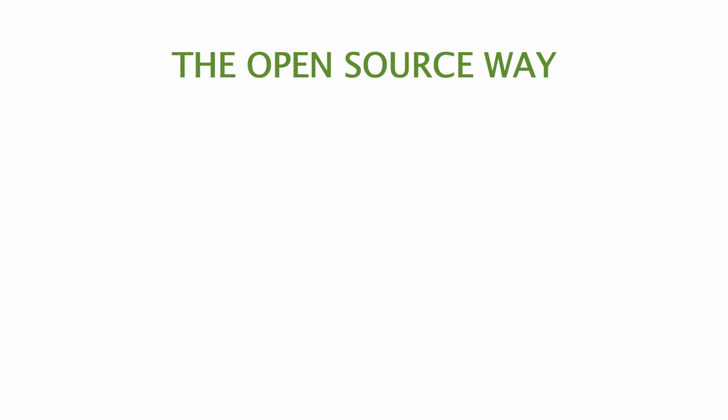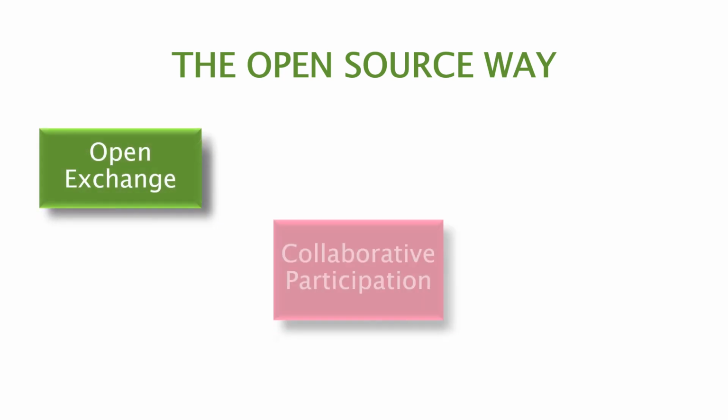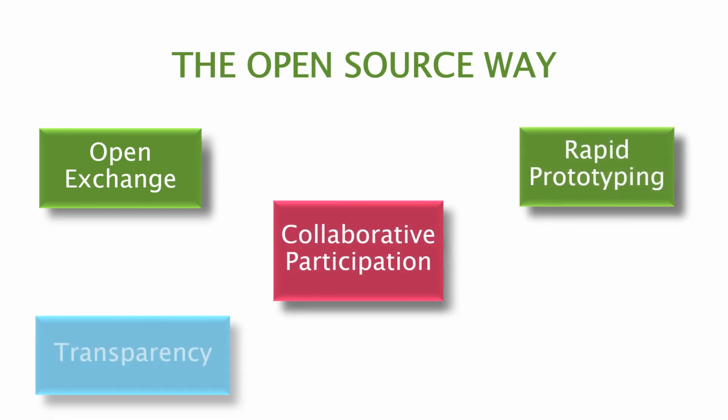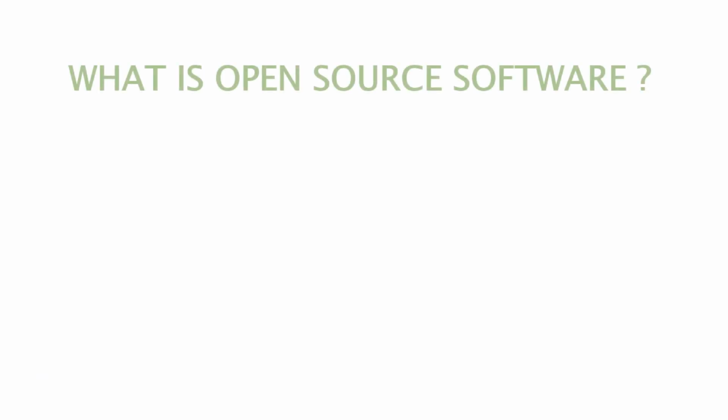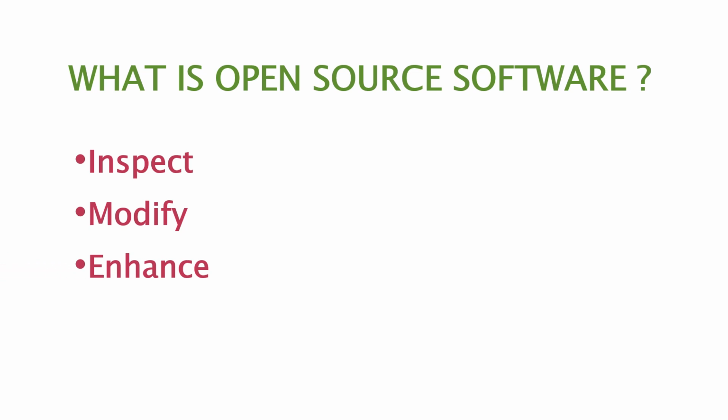Today, however, open source designates a broader set of values, what we call the open source way. Open source projects or initiatives embrace and celebrate principles of open exchange, collaborative participation, rapid prototyping, transparency, and community-oriented development. So, what is open source software? Open source software is software with source code that anyone can inspect, modify, and enhance.